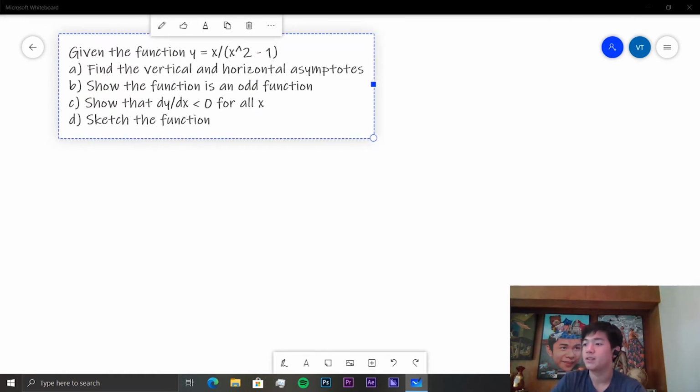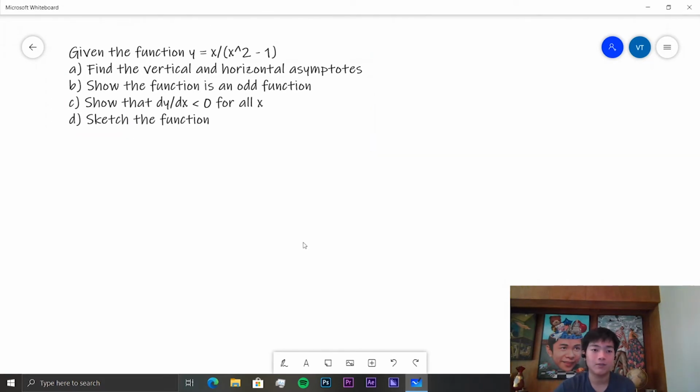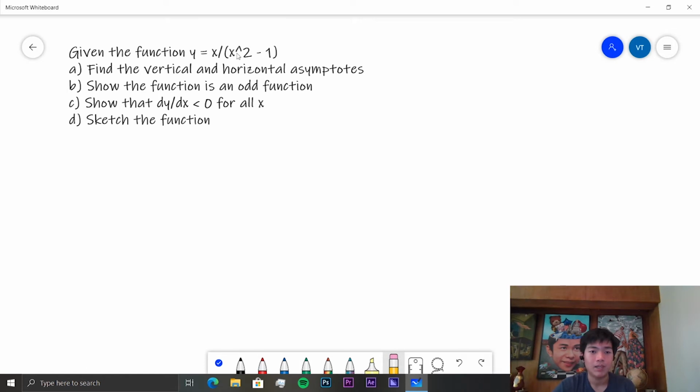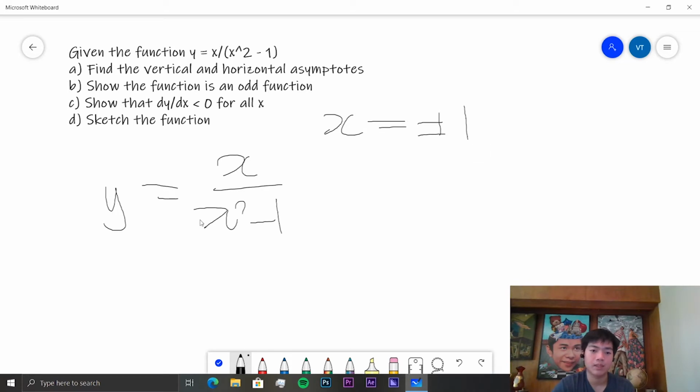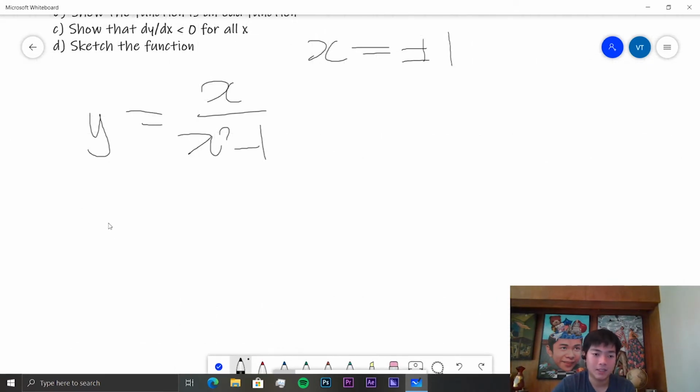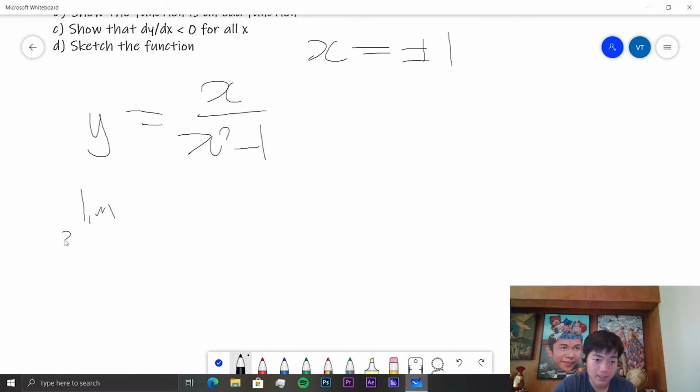Okay, so remember that an odd function is one that we can rotate 180 degrees and we should end up with the same graph. So first, let's find the vertical and horizontal asymptotes. We have y equals x over x squared minus 1. The vertical asymptotes will simply be x equals plus or minus 1. And as for the horizontal asymptote, let's see as x tends to infinity, x over x squared minus 1.